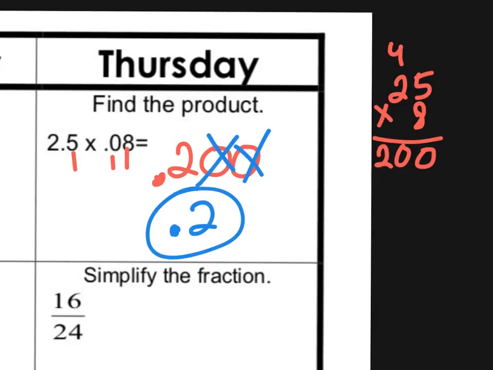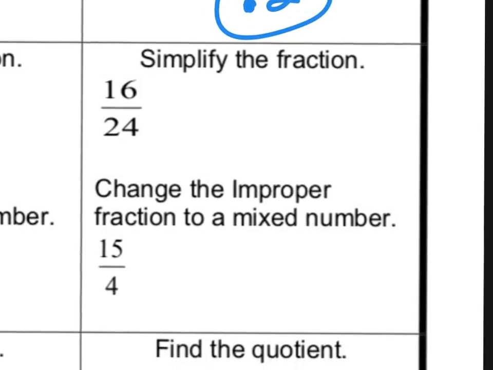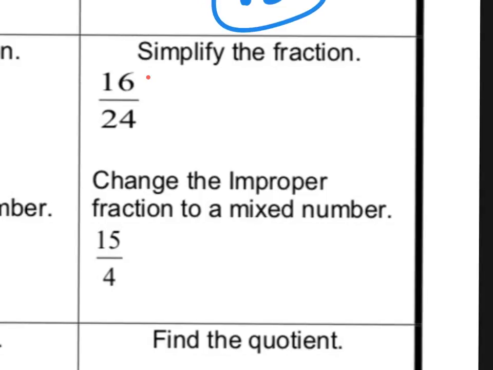For the second one, it says simplify the fraction. 16/24. To simplify a fraction, you have to divide the numerator and the denominator by the highest number that they can both be divisible by. So I know that 8 will work. The reason why I want to do 8 is I know that 16 divided by 8 is 2, and 24 divided by 8 is 3. That's the highest one. If I do 2, it will work, but it's not the highest one.